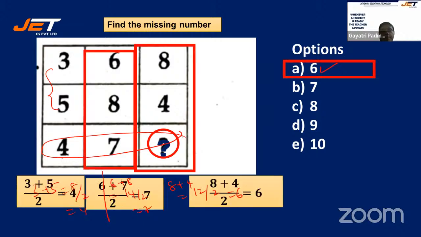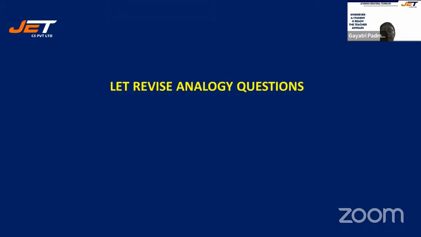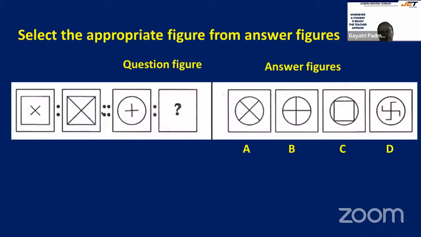All right, students. Yes, see this. Next thing that we are going to revise is the analogy, right? Analogy questions. A very interesting one. So select the appropriate figure from answer figures. Your question figure is here and your answer figure is here. So what could be the missing figure? Could it be option A, B, C, or D? Let's do the first sum. The first one answer is option B.